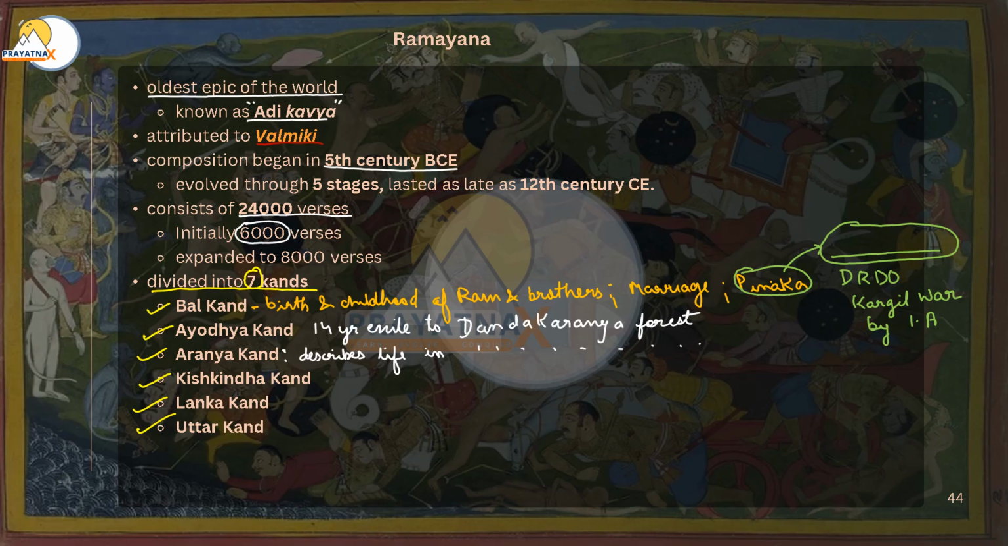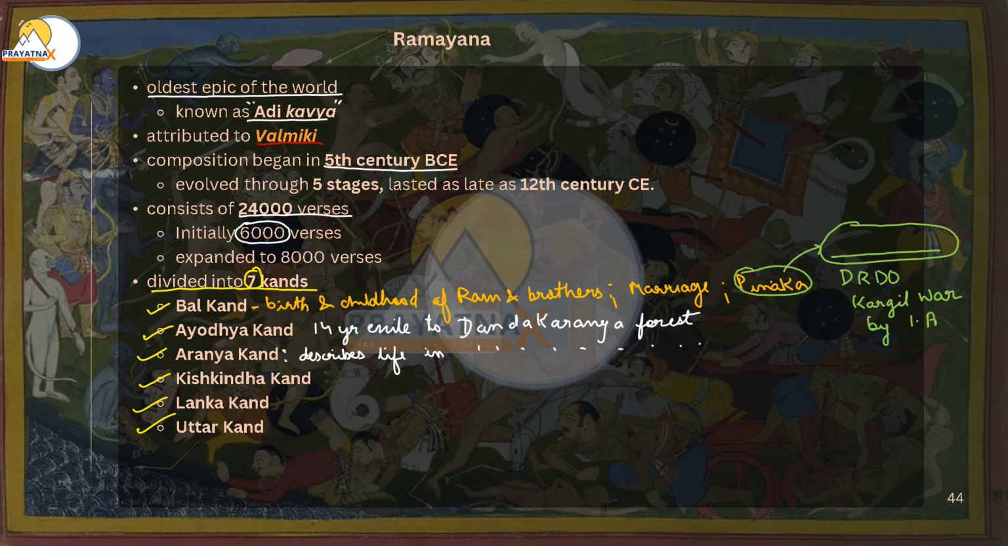then followed by Kishkinda Kand, where Ram and Lakshman, with an alliance of Sugriv and his general Hanuman, fight a war. And sorry, they don't fight a war, they basically tell the tale of their alliance, and here Ram helps Sugriv defeat and kill his brother Bali, and then reclaim the throne.